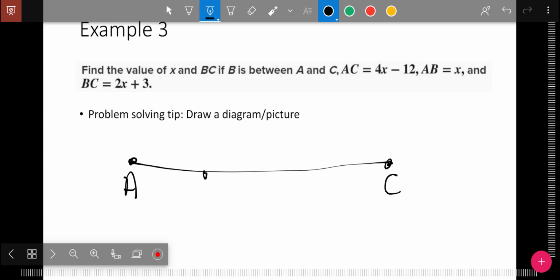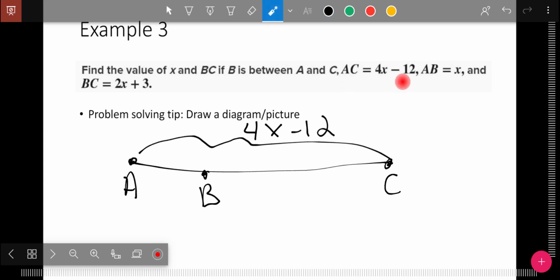Right? And so B is somewhere inside here. I don't like to draw it directly in the middle because it doesn't say it's directly in the middle, so I want to be careful not to mess with my own brain. And then it says AC. It says the whole thing. A to C, the whole thing is 4x minus 12. Right? It says that right here. Next, it says AB is x, and it says BC is 2x plus 3.